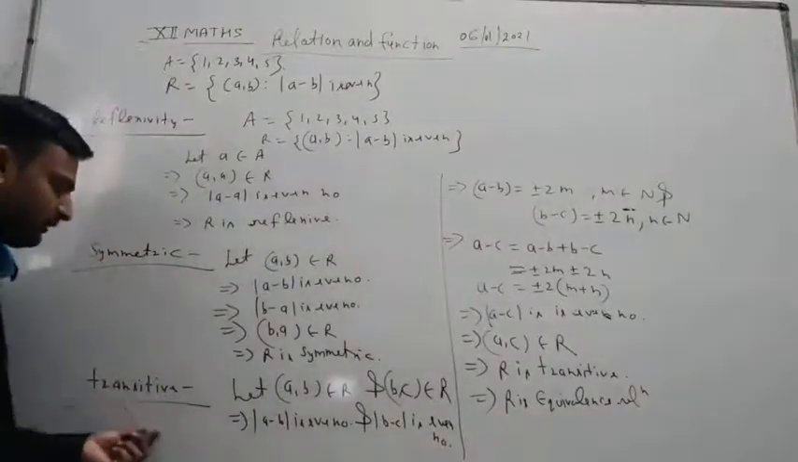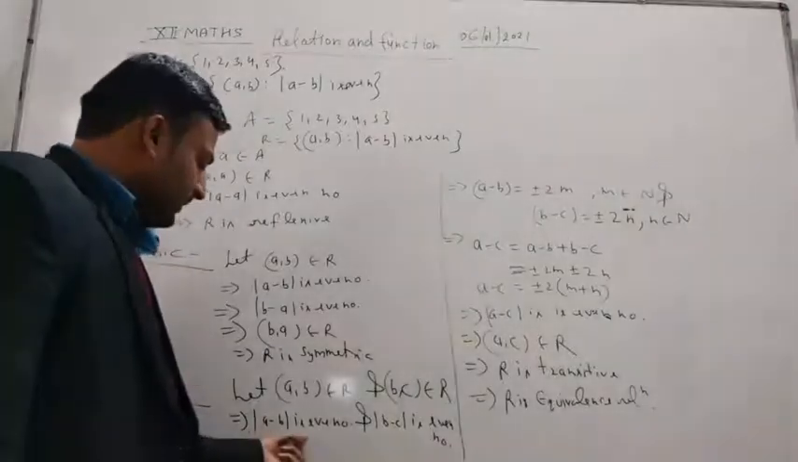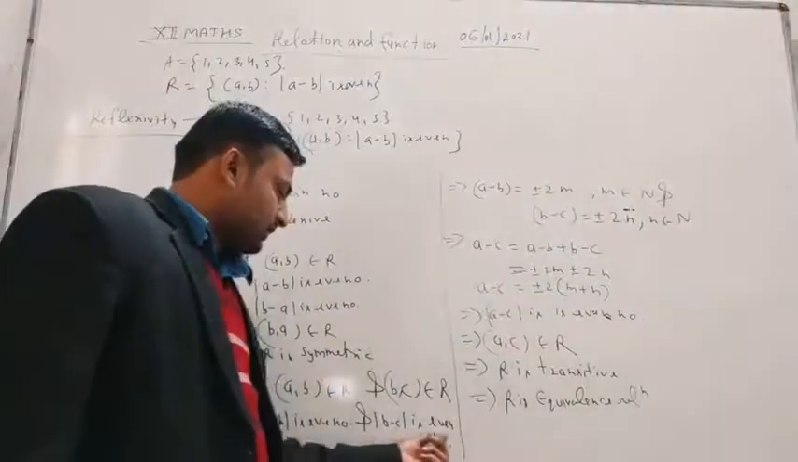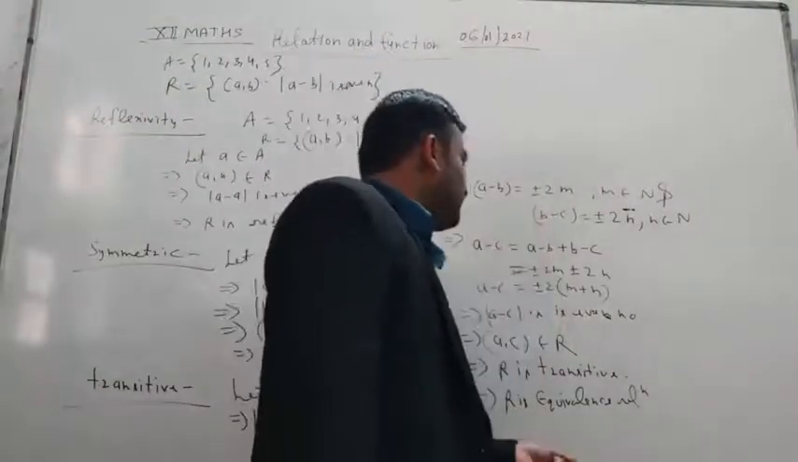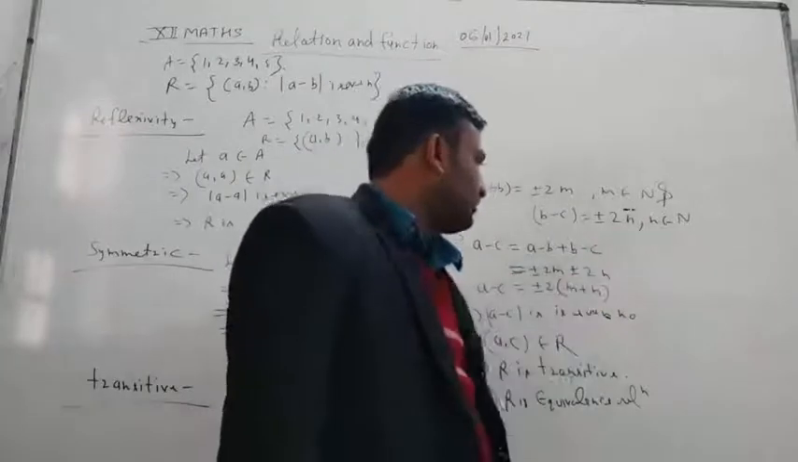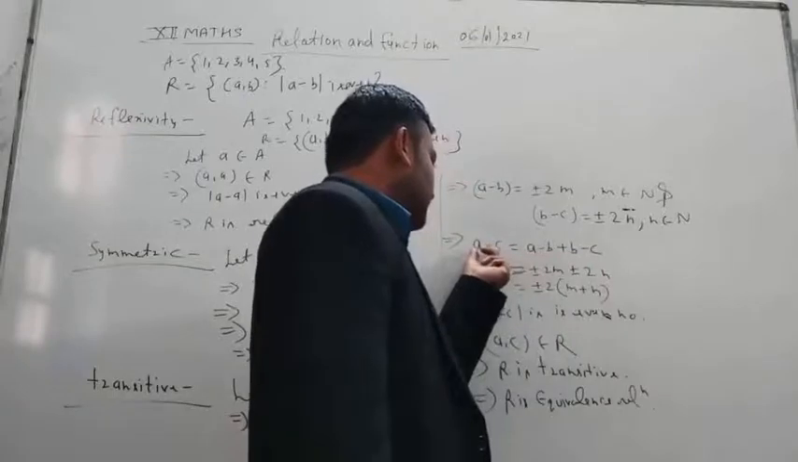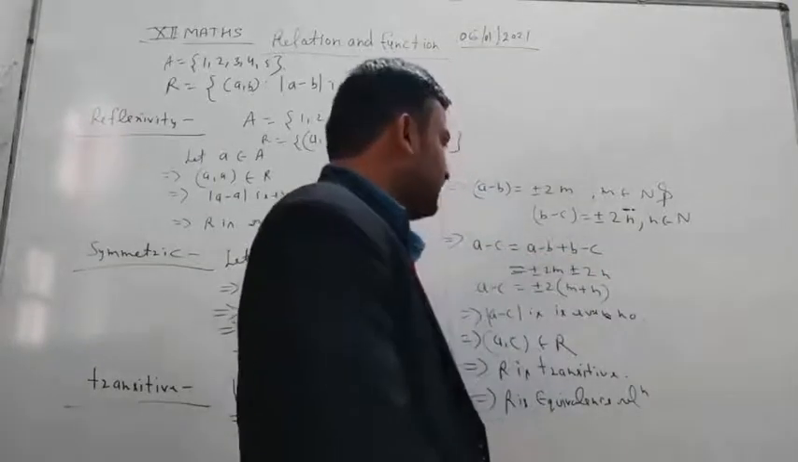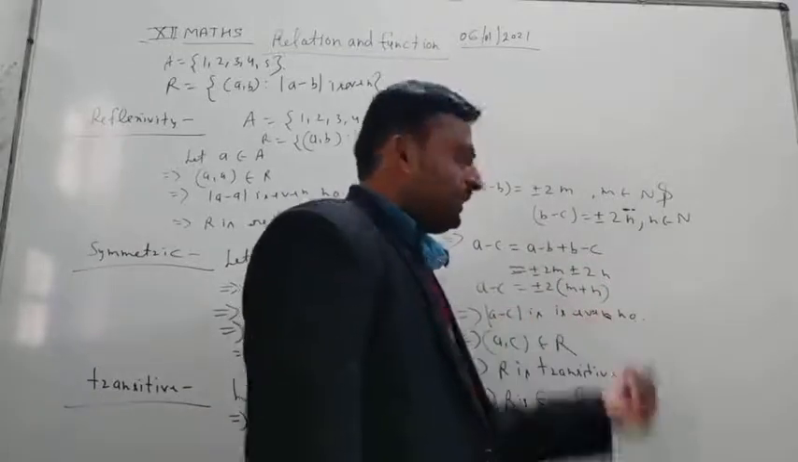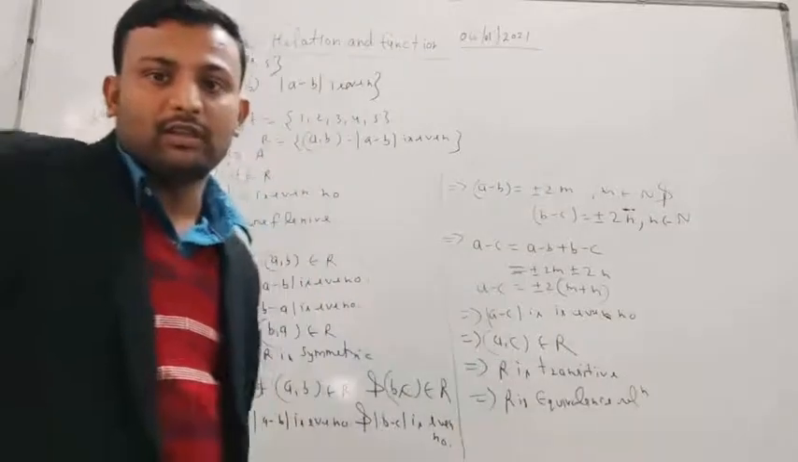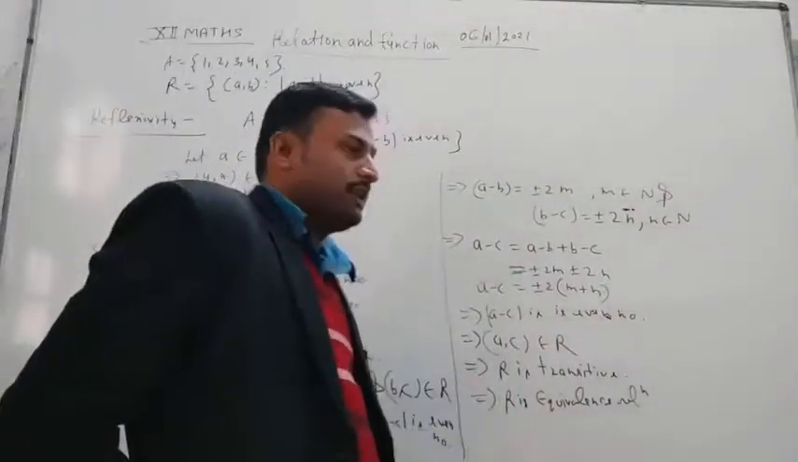Okay, so now transitive. Let (a, b) belong to R and (b, c) belong to R. Say that modulus of a minus b is an even number, and modulus of b minus c is an even number. So we can say that a minus b is equal to plus minus 2n and b minus c is equal to plus minus 2n. Taking the sum of these two, we write a minus c, which is a minus b plus b minus c. In place of this, we can write this. And we are seeing that a minus c is an even number because this is a multiple of 2. So we can say that (a, c) belongs to R and R is transitive.